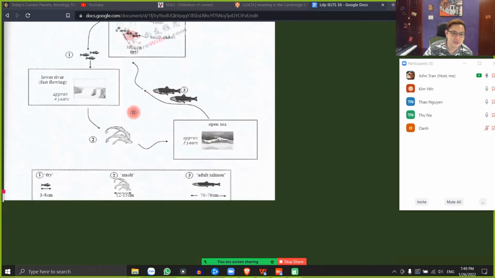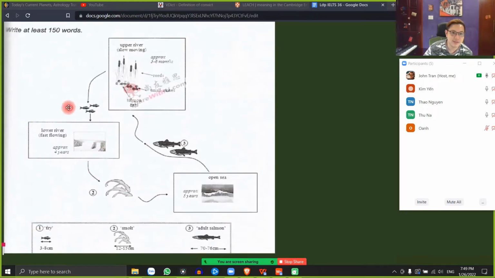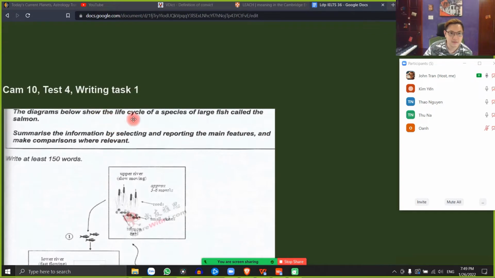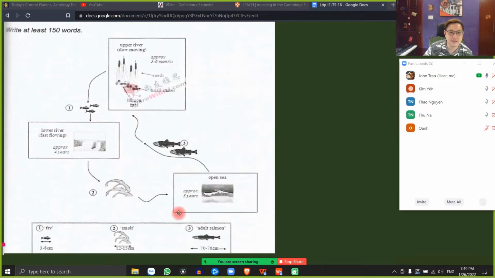Okay, so let's look at this one now. So here you can see the steps. This one is a life cycle, isn't it? So of course it will go around, repeat and repeat, you know, so it never ends.